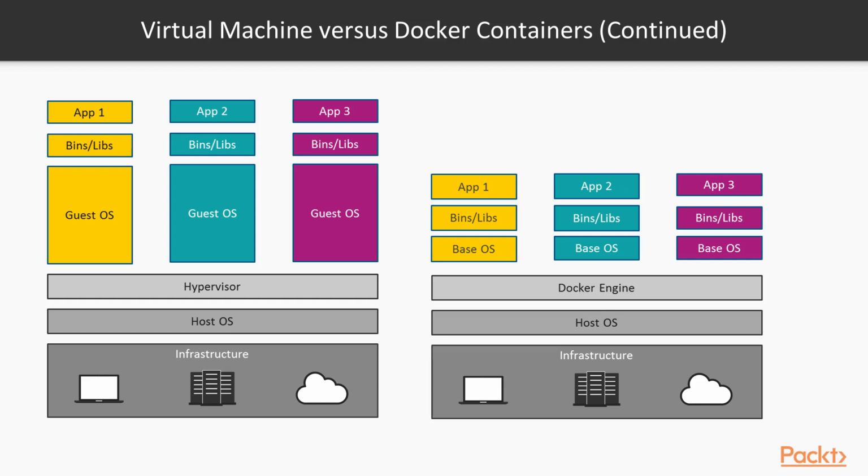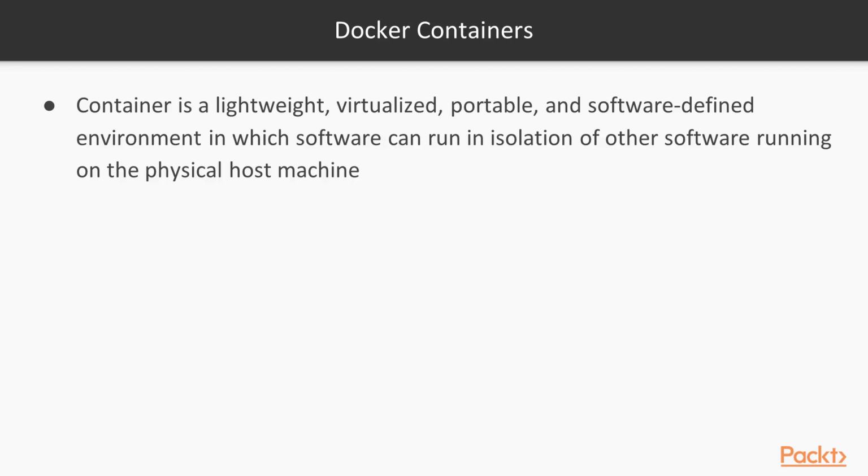So you can run several containers on the same set of hardware when compared with virtual machines, because containers don't have a full-fledged operating system, so the resource utilization in case of containers is much better, and it's pretty quick because there is no OS initialization time. So Docker containers are a lightweight, virtualized, portable, software-defined environment in which software can run in isolation from other software running on the physical host machine.